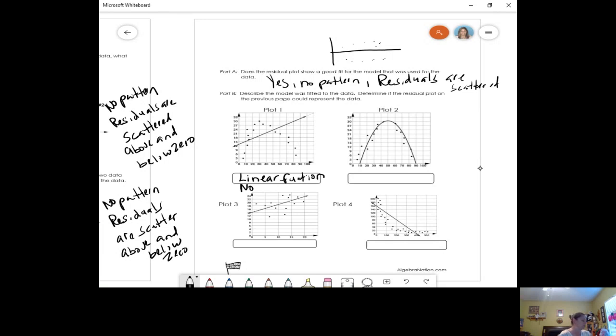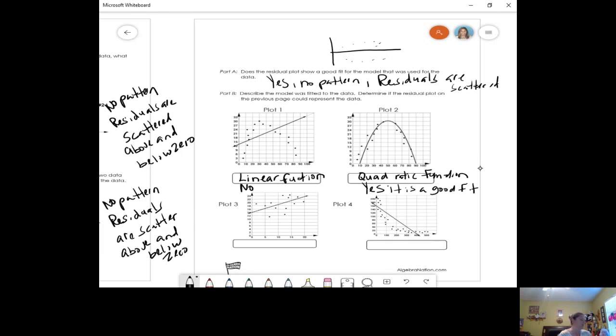All right, so plot 2, hopefully you can see, is definitely a quadratic function. Okay, and as you can see, those residuals or those points are really close to that line. So we're going to say yes, it is a good fit.